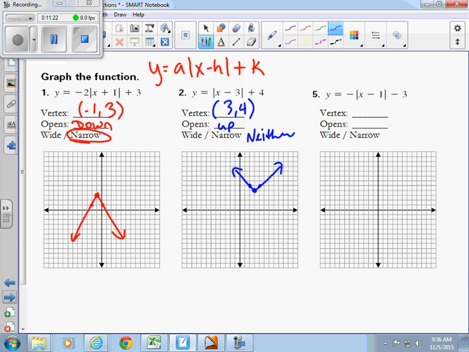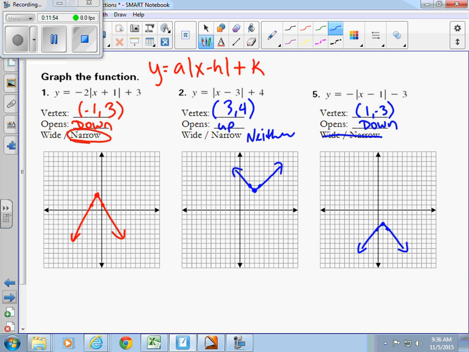And that's going to be the same with this one, right? It's a negative, but it's still a 1, so neither on that as well. What is the vertex on this one? 1, negative 3 is the vertex. We open down. 1, negative 3 right here. We're opening down with a slope of 1, right? So down 1 over 1, down 1 over 1.